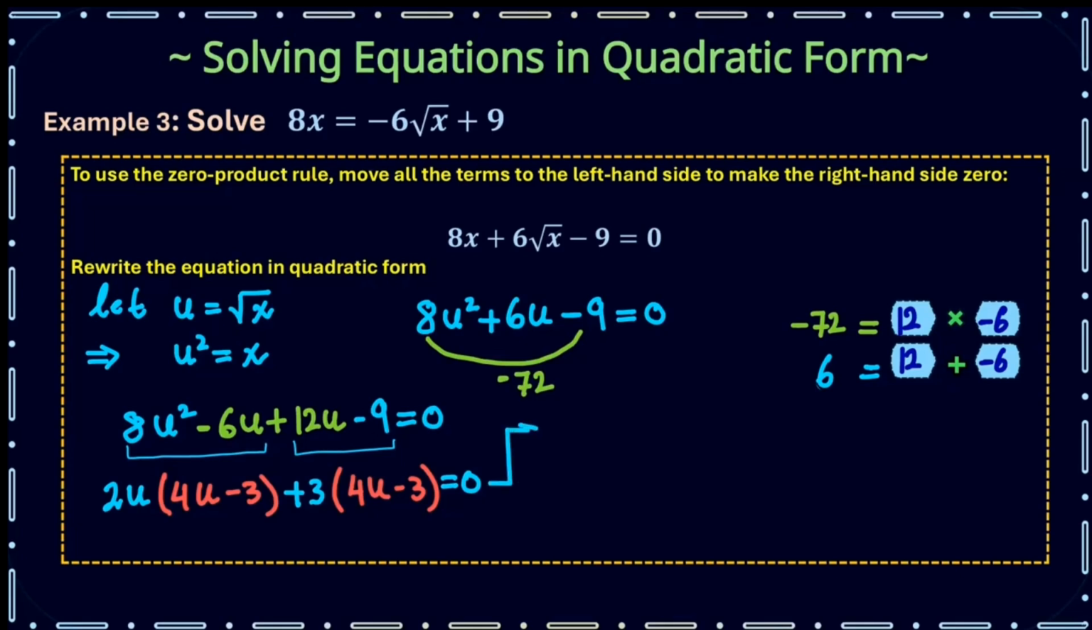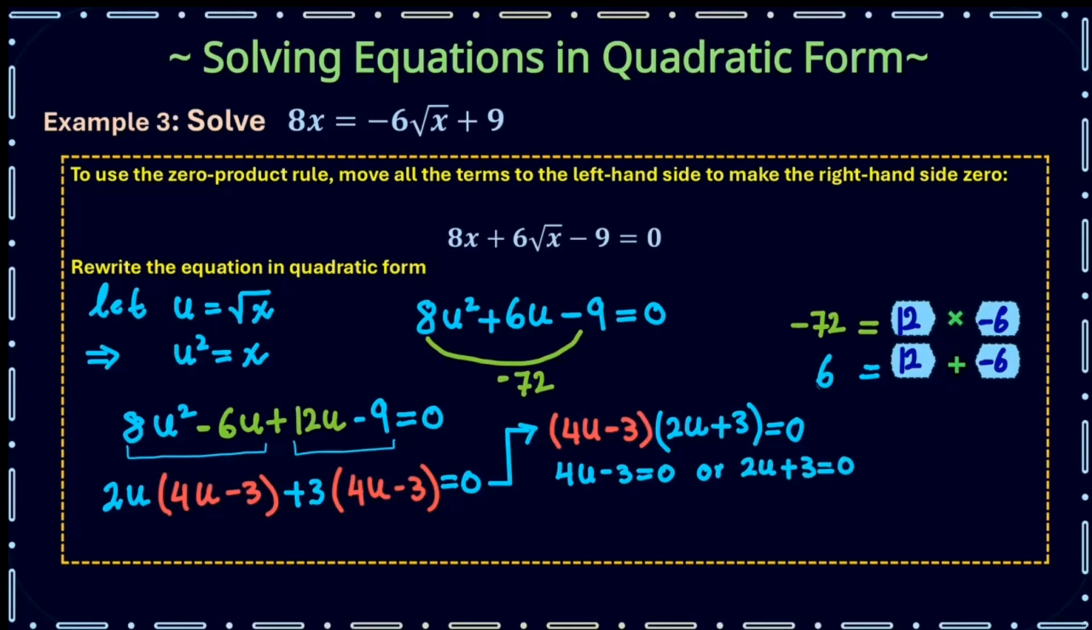Now, take out the common factor. The common factor is what I have written in red. 4u minus 3 can be taken out. With that taken out, we are left with 2u and positive 3. And don't forget that this is an equation. We're setting it equal to 0. Now solve each equation. We have 4u minus 3 equal to 0, or 2u plus 3 equal to 0.